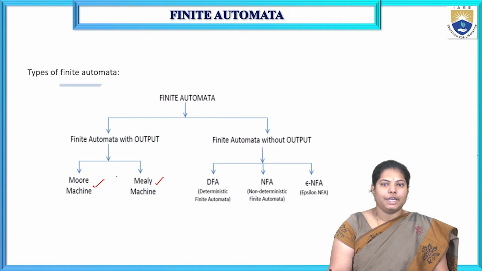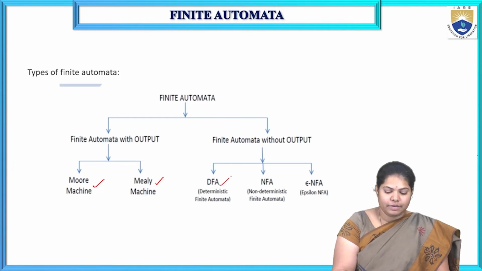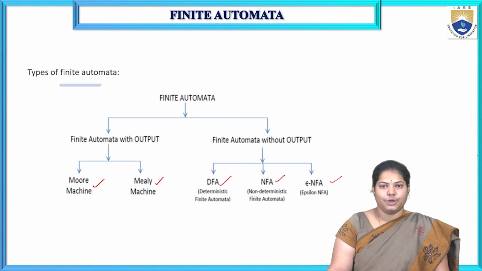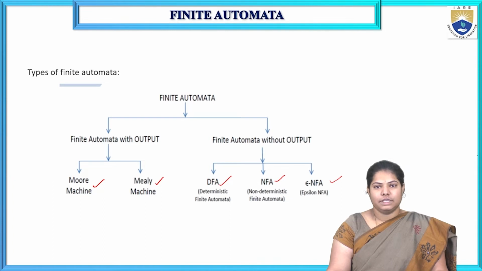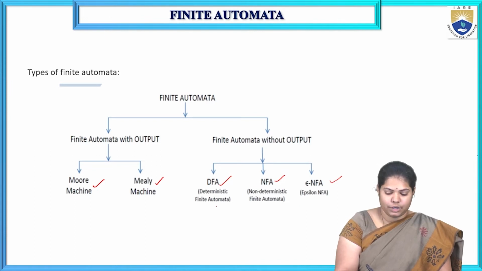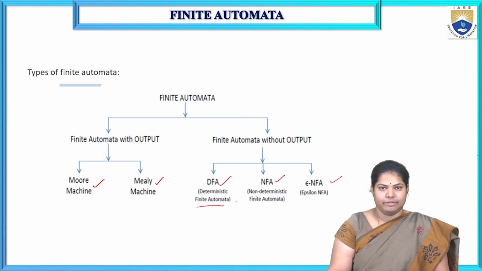Coming to the finite automata without output, we have three types: DFA, NFA and epsilon NFA. DFA is nothing but a deterministic finite automata. NFA is nothing but a non-deterministic finite automata, and epsilon NFA is nothing but epsilon non-deterministic finite automata. So today we are going to discuss this DFA, deterministic finite automata.